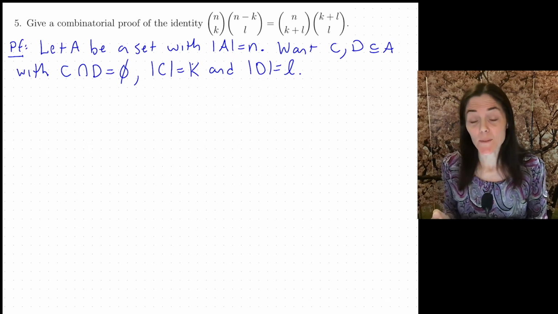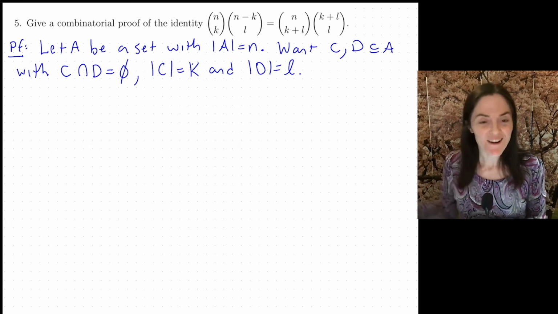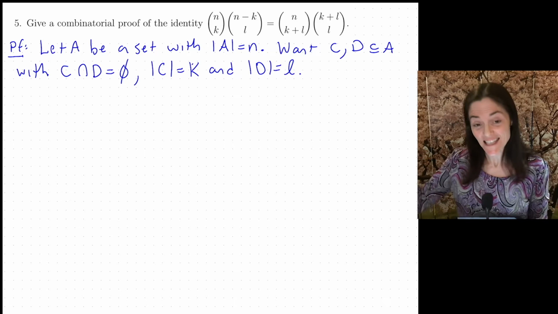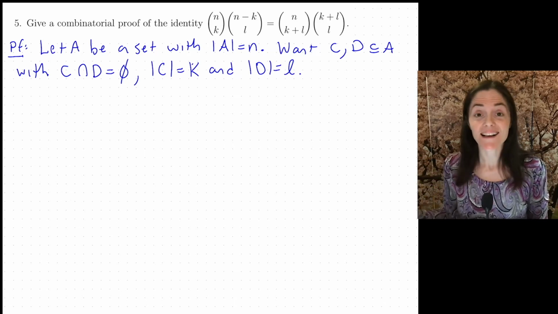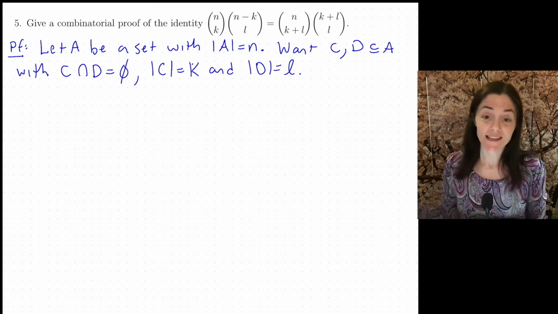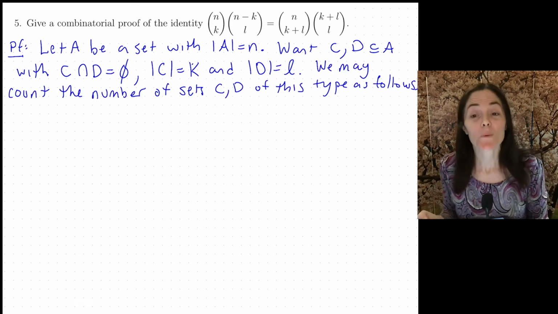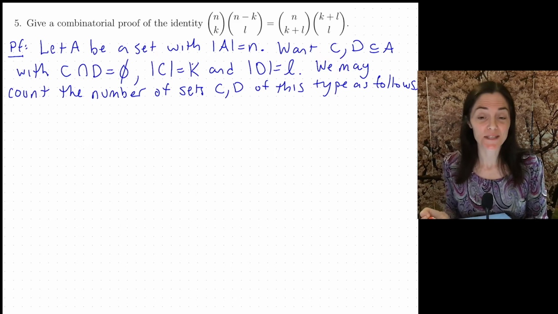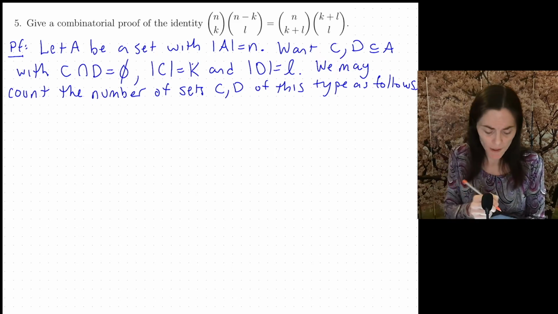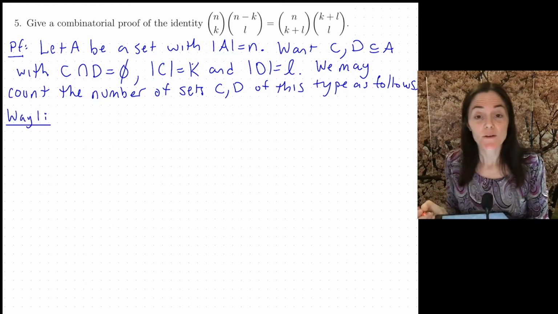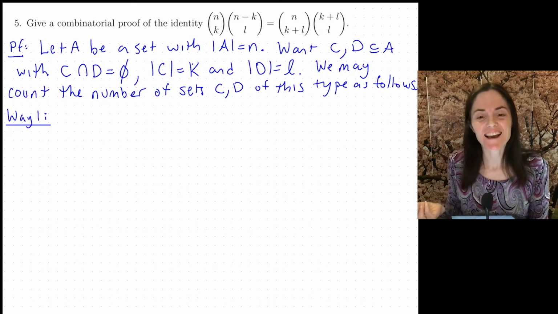And what I will claim is that both the left-hand side and the right-hand side count the number of pairs of this type, number of sets C and D that satisfy this. They are disjoint, cardinality of C is K, and cardinality of D is L. So we may count the number of sets of this type as follows. Well, way number 1. First, well, this will be the left-hand side.